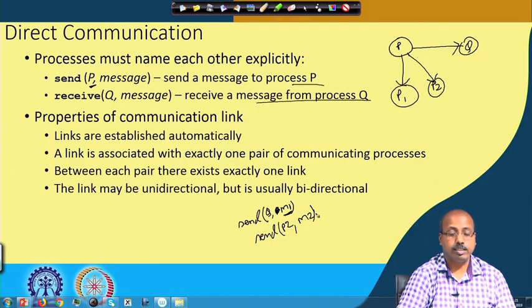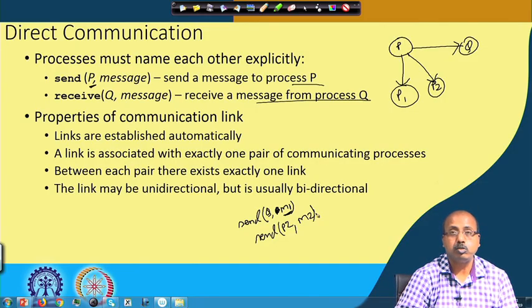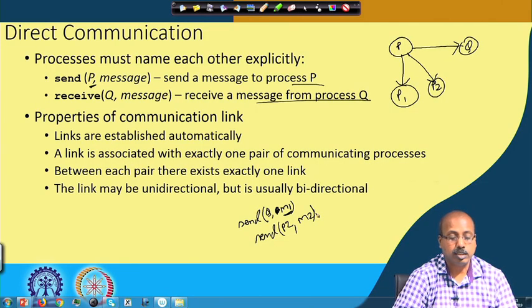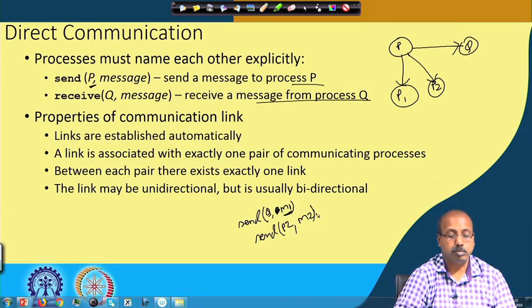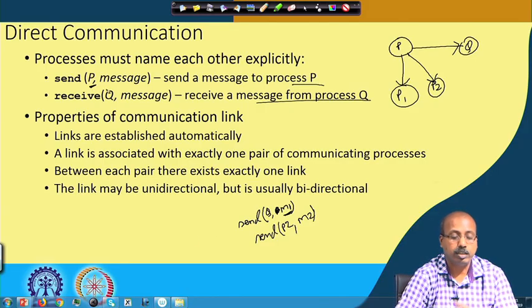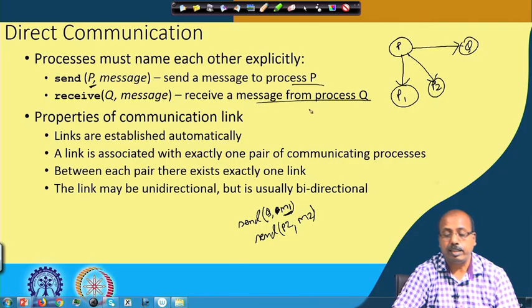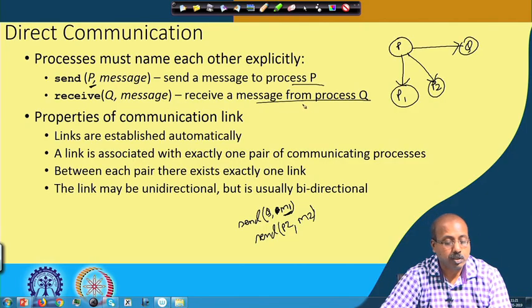So we have this send system call. Similarly, at the receiving end, it can tell from which source it is expecting the message. That is what the receive statement example here shows: it is expecting that it will get a message from process q.